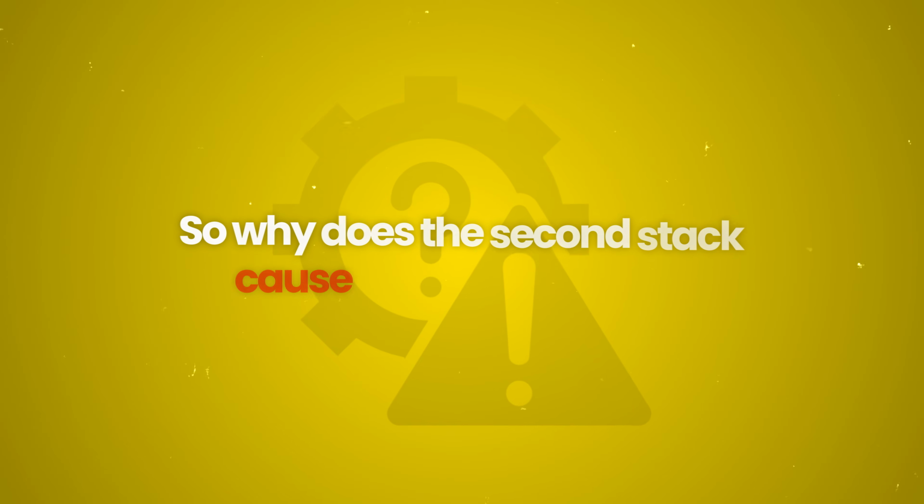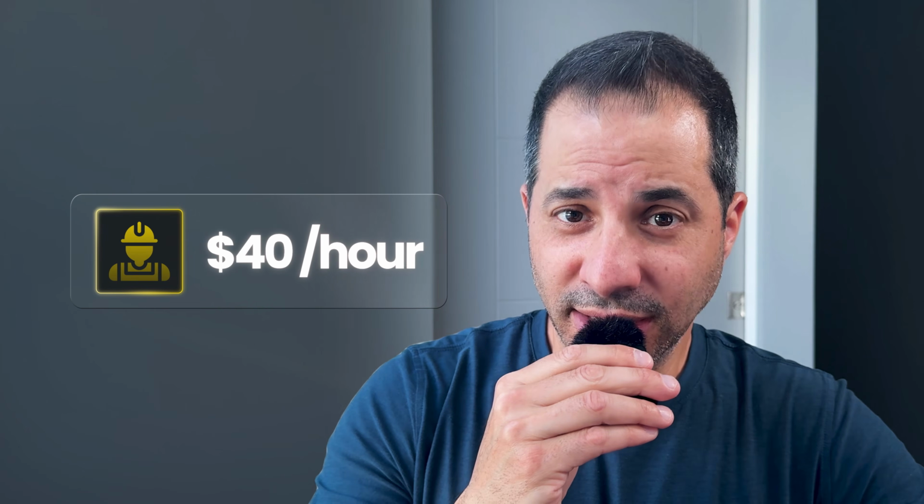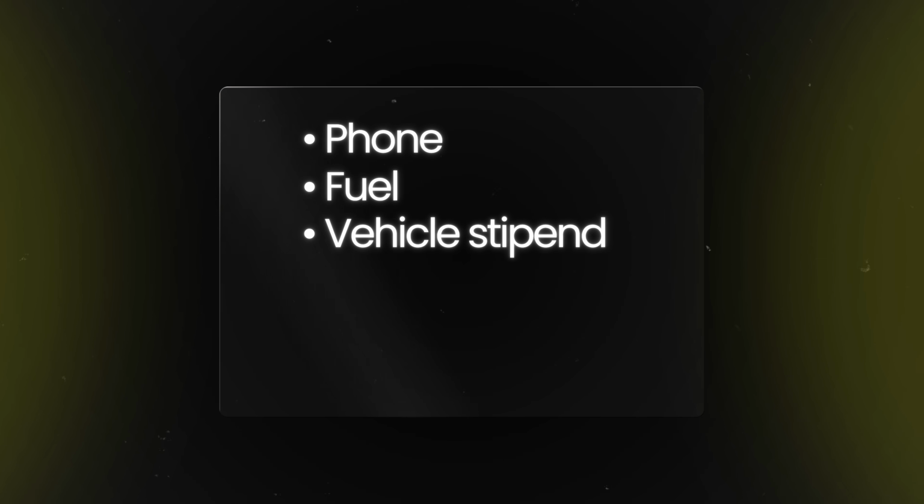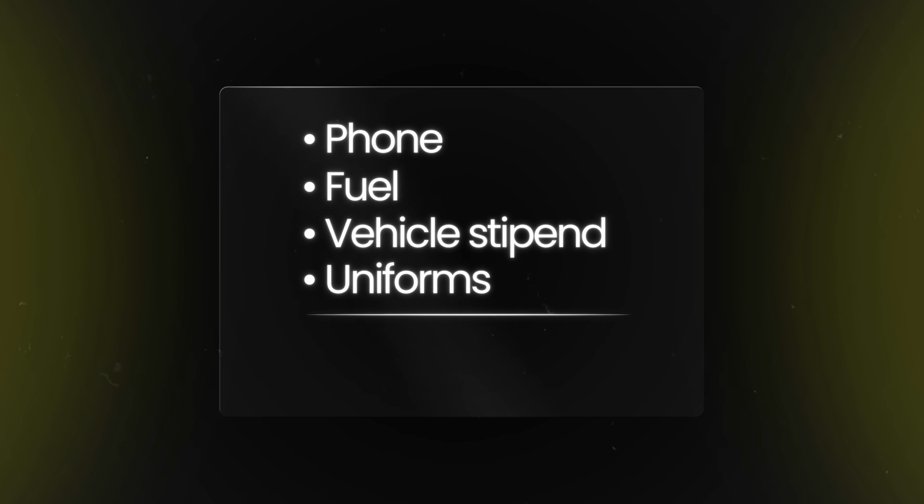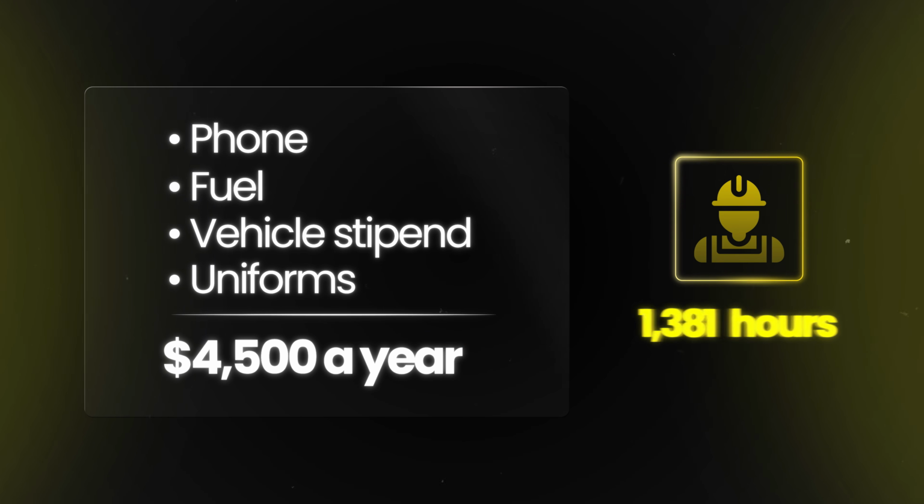So why does the second stack cause so much trouble? It's because it plays by completely different rules. The first stack, the government one, is easy because it's a percentage of the wage. Pay the carpenter more and it scales up automatically. But the second stack doesn't. It's not a percentage, it's actually flat dollars. The phone, fuel, a vehicle stipend, and uniforms, which could total easily $4,500 a year. And that's whether the carpenter works 2,000 hours or 200.